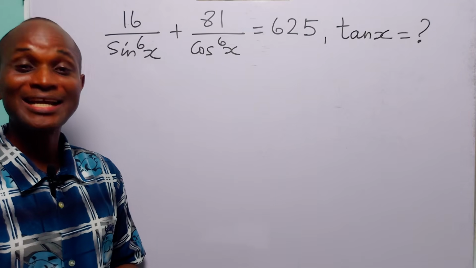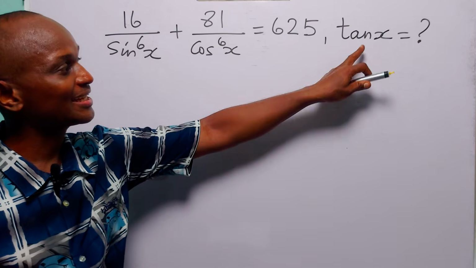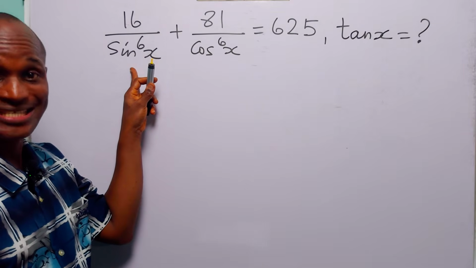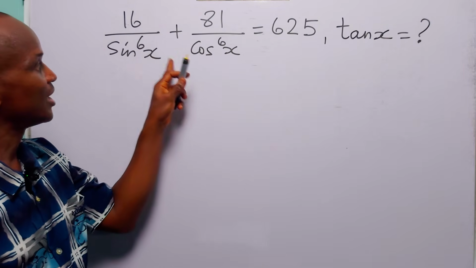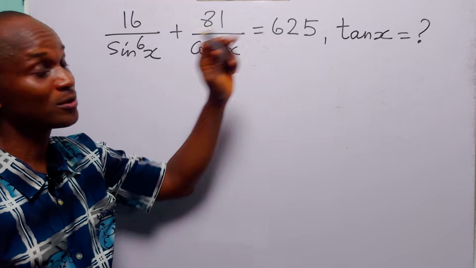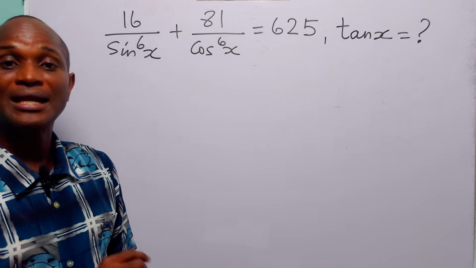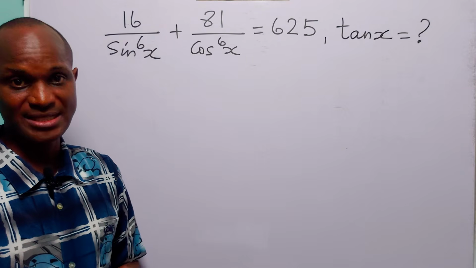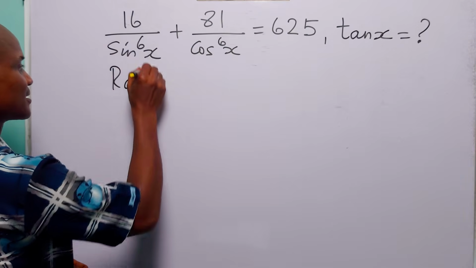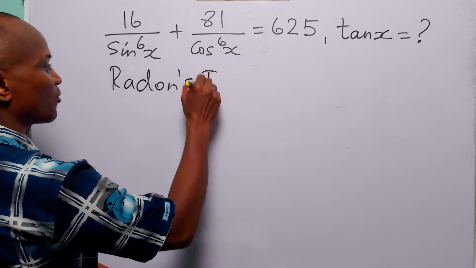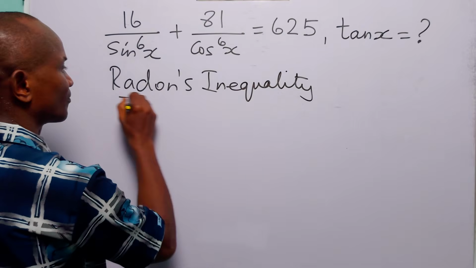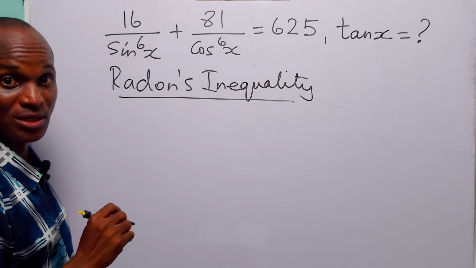Hello and welcome. In this math tutorial, our task is to find the value of tan x, given that 16 over sine to the sixth power of x plus 81 over cos to the sixth power of x is equal to 625. Now, there's a very simple way of solving this problem, but for that, you need to know Radon's inequality. Now, what does this inequality say?